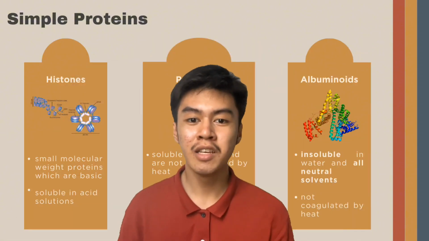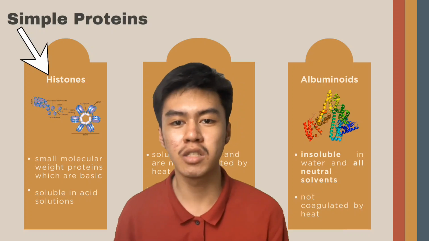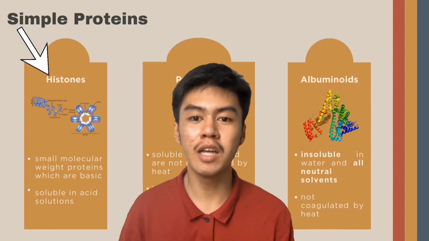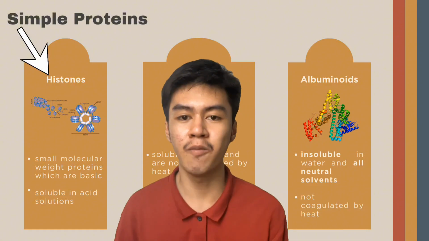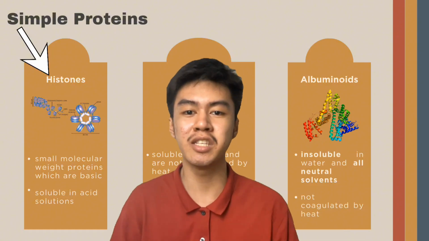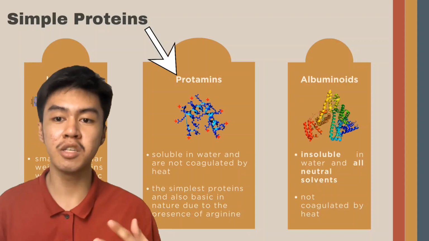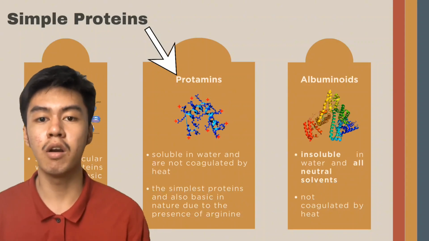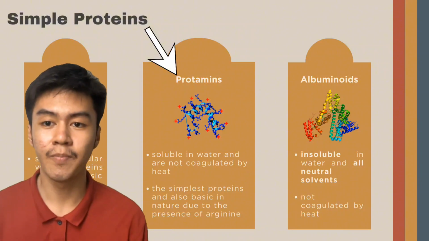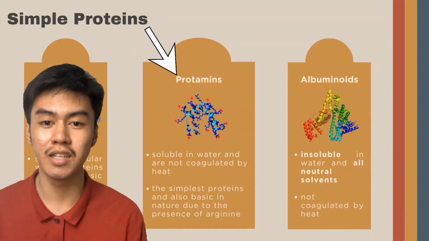To add on, histones are soluble in water but insoluble in ammonium hydroxide. So these are small and stable basic proteins and contain a fairly large amount of a basic amino acid, which is histidine. Let us also not forget protamins. These are the simplest proteins and are soluble in water but are not coagulated by heat. They are also basic in nature due to the presence of arginine.